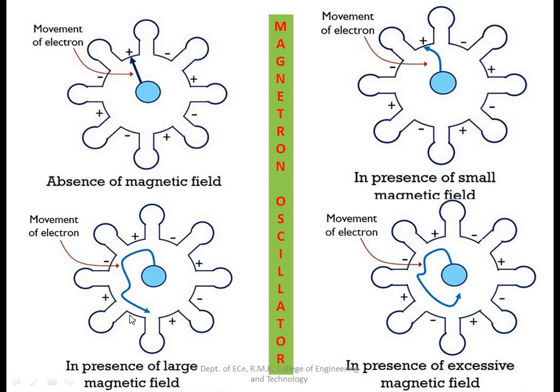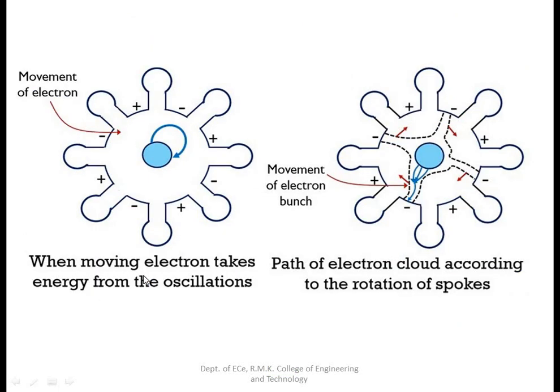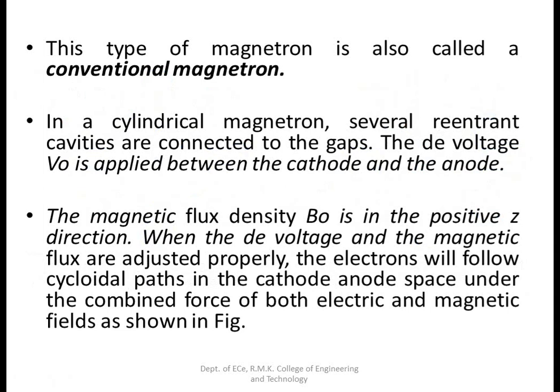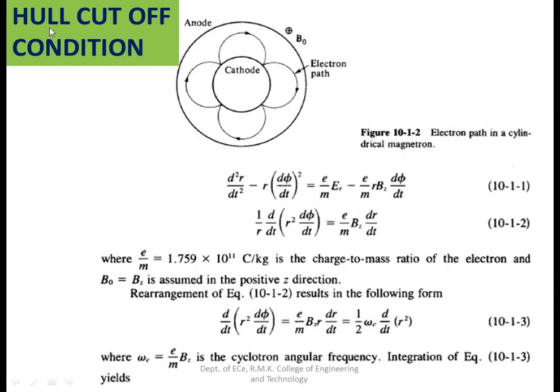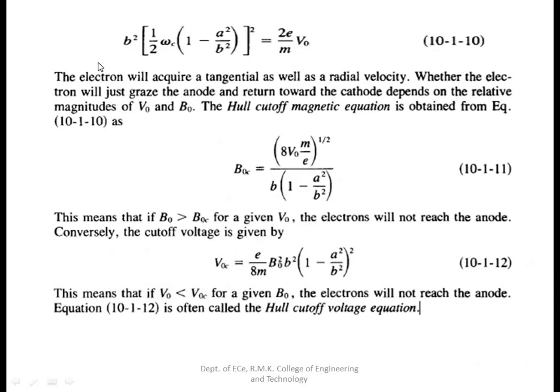So this is the required magnetic field to make the electron interact with all the cavities. This is the required case. So the required electric field and required magnetic field are called the cutoff magnetic field and cutoff electric field, and this is called the Hull cutoff condition. The Hull cutoff condition is nothing but the required magnetic field to interact electrons with all the cavities.